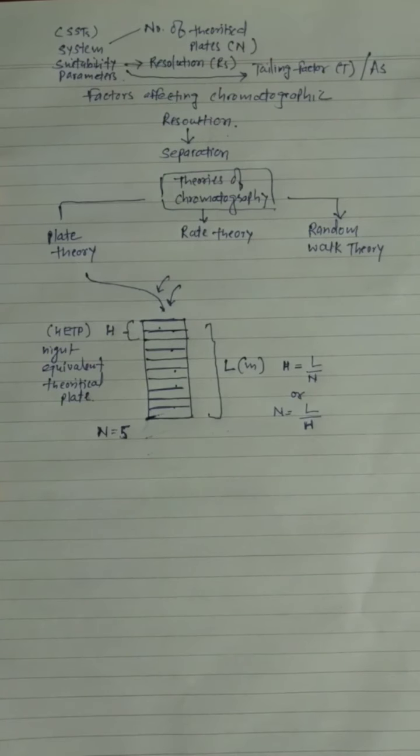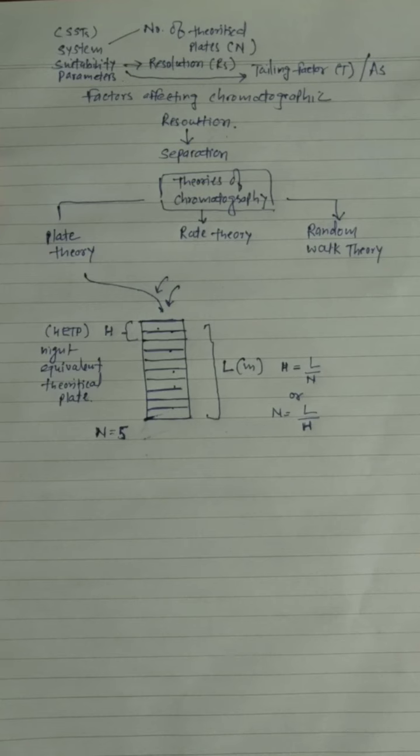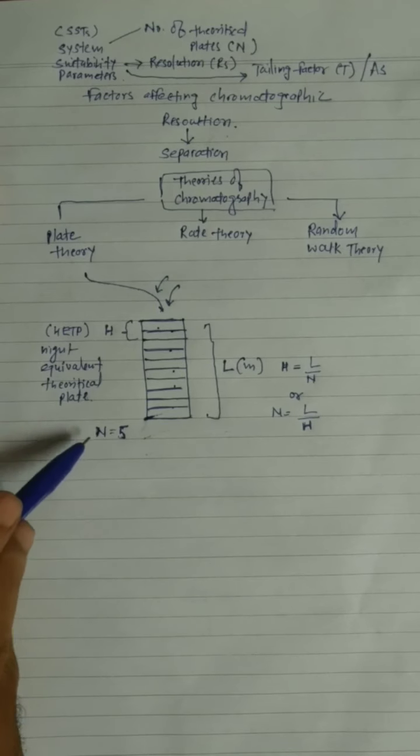So the plate theory suggests the presence of HETP, height equivalent to a theoretical plate, which is an imaginary concept. As such kind of plate does not exist in a chromatographic column, but yes, it is one of the requirements which is being laid for adequate separation to take place. Okay, so again I am repeating, as the value of HETP is less, the number of theoretical plates is more, that is, the value of n is more.